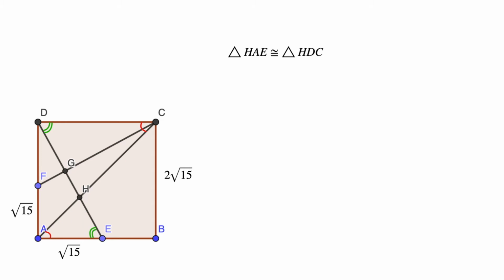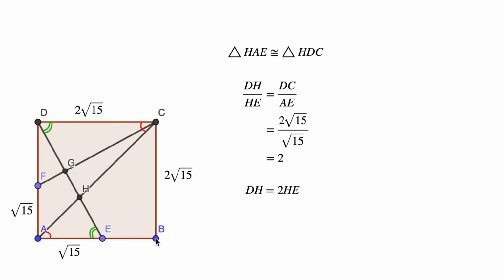Just to make the next step easier, let's label DC, which is 2 square root 15. And since the ratio of any two corresponding side lengths is the same, DH over HE is the same as DC over AE. Plugging in the known values, we know that the ratio is 2, which means when multiplying both sides of the equation by HE, we get that DH is twice HE.